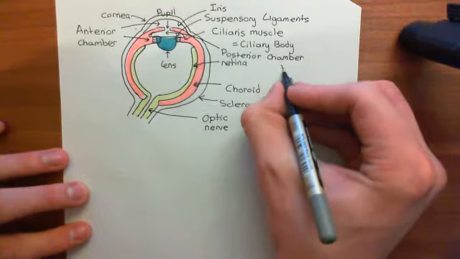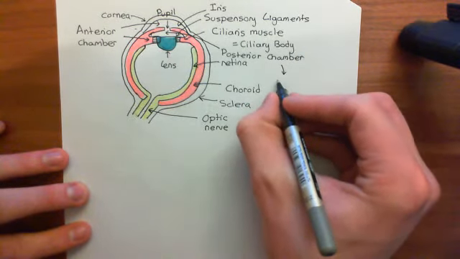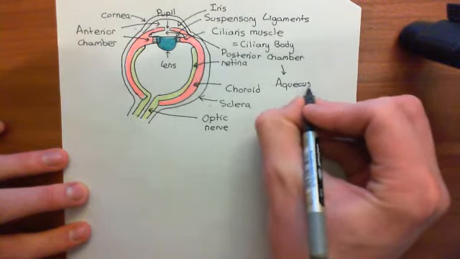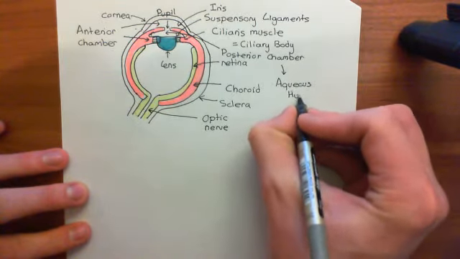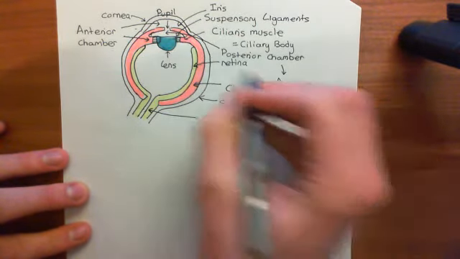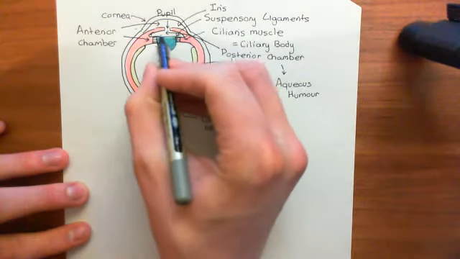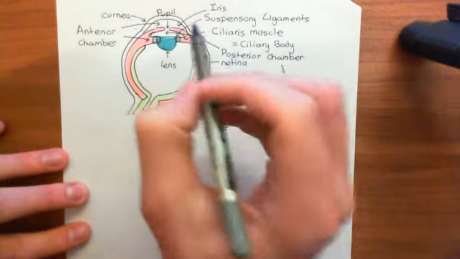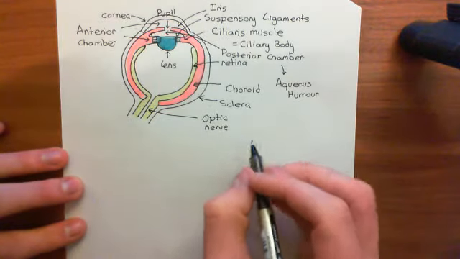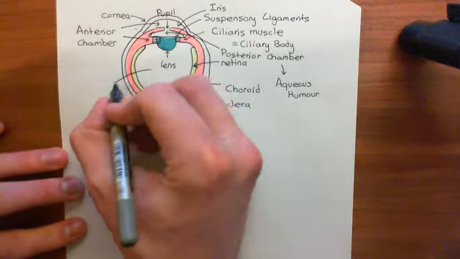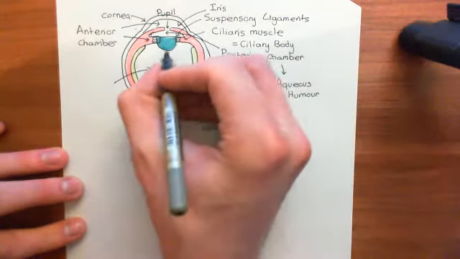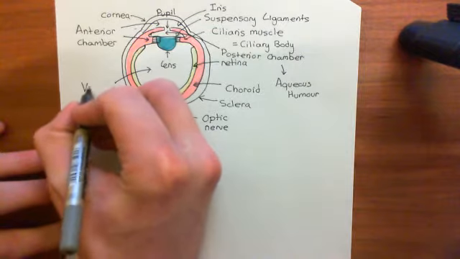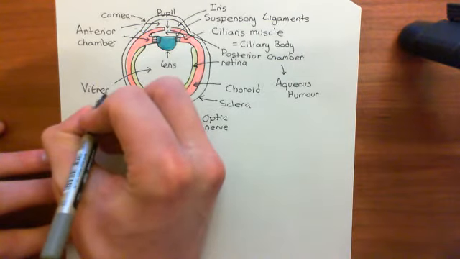And what is the fluid that's within the posterior and anterior chambers? What's known as aqueous humor. Okay, and it's produced by the ciliaris muscle, or the ciliary body, and secreted into the posterior chamber, and then gets into the anterior chamber via going through the pupil. Now, this chamber here then, which is behind the lens and in contact with the retina, this is known as the vitreous chamber.